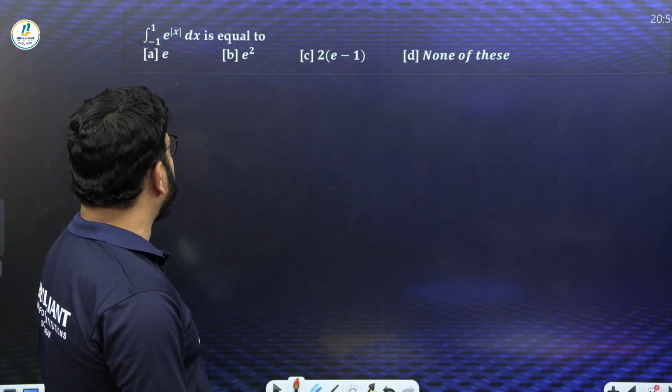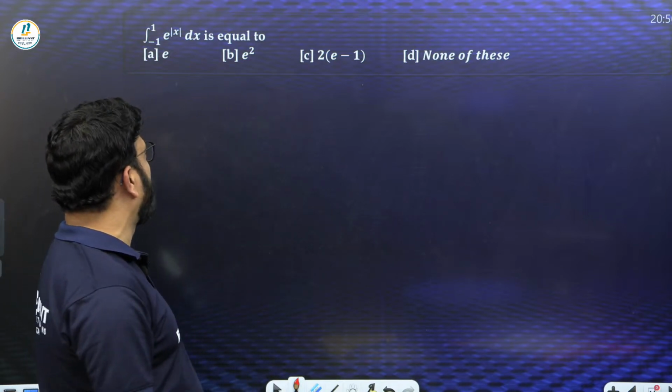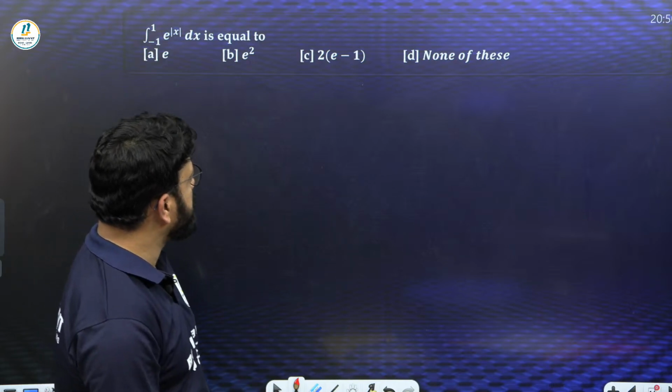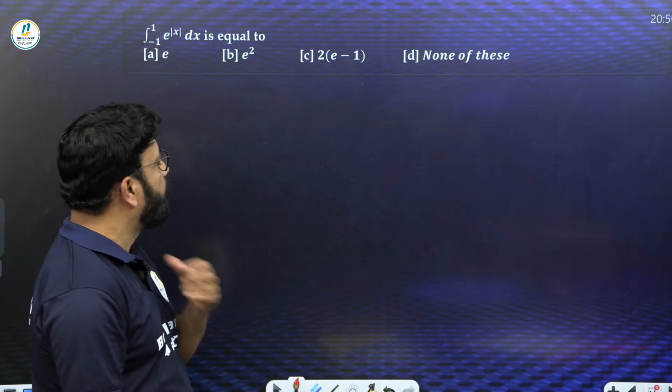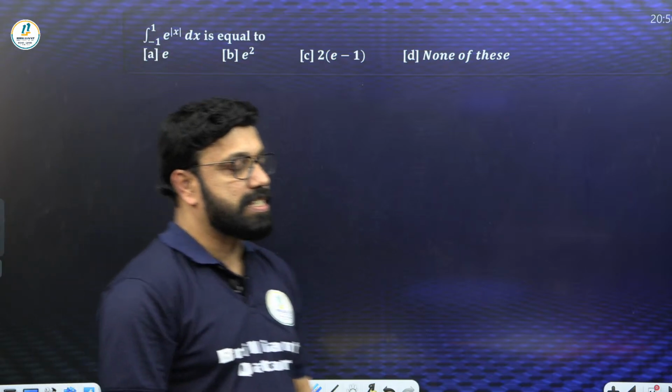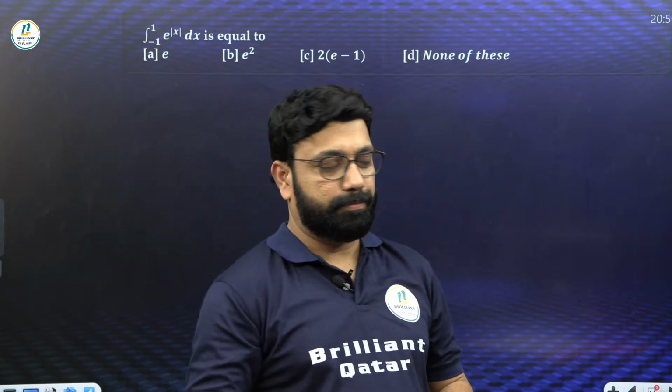The integral from minus 1 to 1 of e raised to x dx is equal to: option A, e; option B, e square; option C, 2 into e minus 1; and option D, none of these. Which option is the right answer?